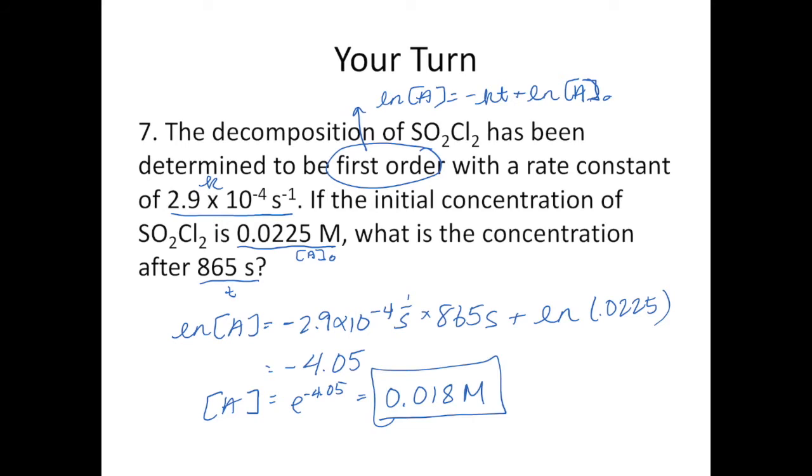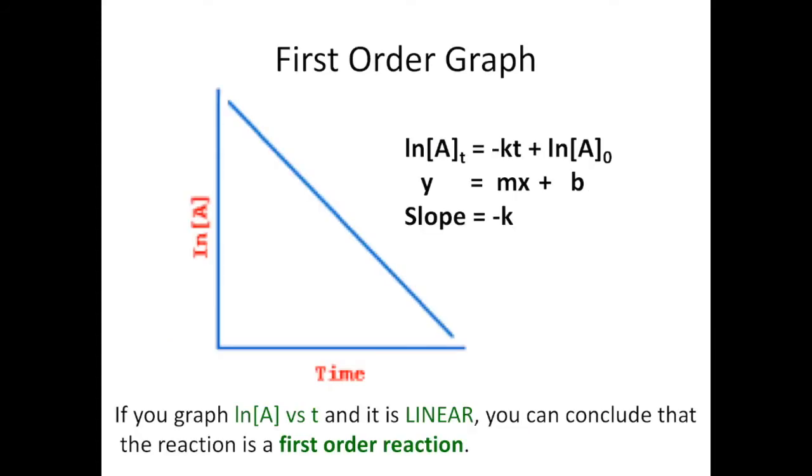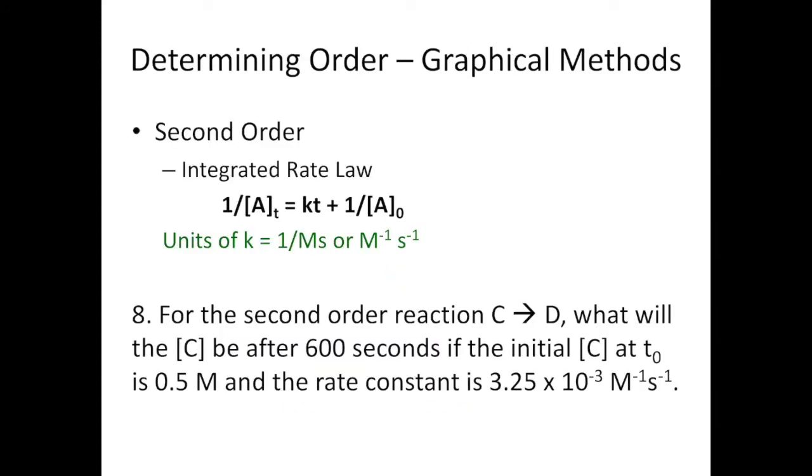All right, you guys, there it is. Your concentration at 865 seconds is 0.018 molar with rounding. I guess the answer has 3 sig figs instead of 2. So if we were going to follow the rules, it would look something like that. Either one, I would mark correct. So make sure that makes sense. All right, we talked about the graph already, so I'm going to skip over it.